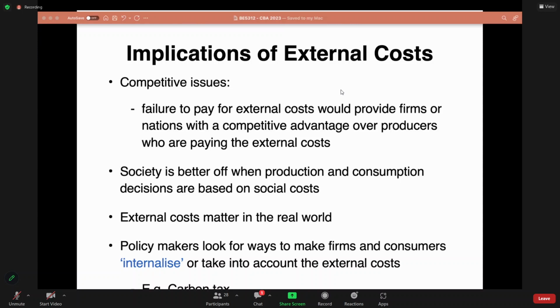Even things like carbon tax, I think we had it a few years ago for vehicles over here, but it's not in place anymore now, I think. So you're made to pay a price for the carbon that you're emitting.